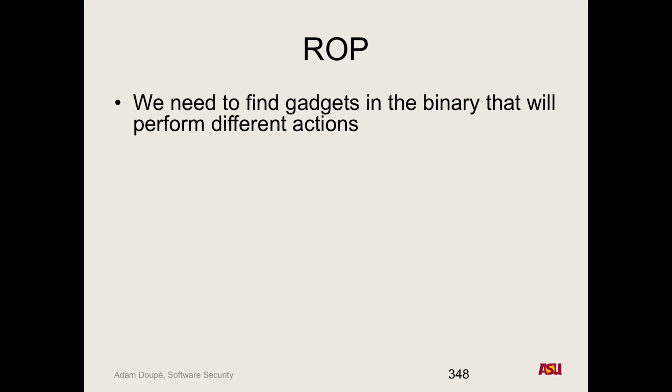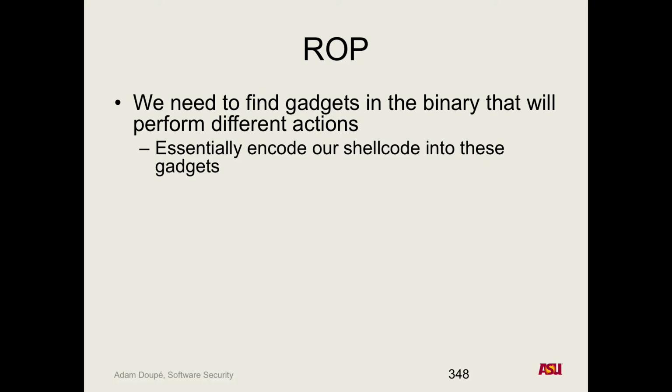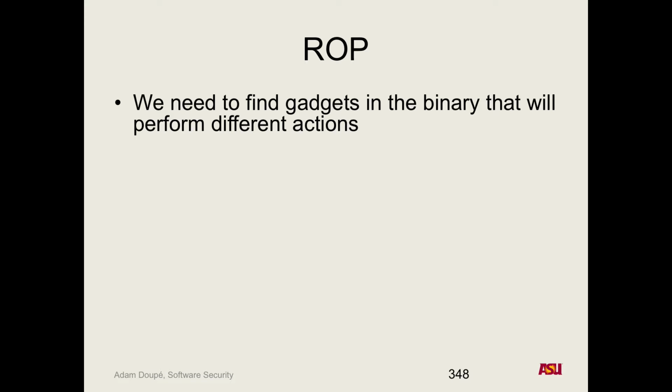So, we need to find some gadgets in the binary that will perform some different actions. And what we want to do is essentially encode our shellcode into these little gadgets, right? What did our shellcode want to call? What was that? Call what function? Well, it wants to call /bin/sh, but how? No, system was the Return-to-Libc. Execve, we want to call execve, which is a syscall. So how do we have to do that?